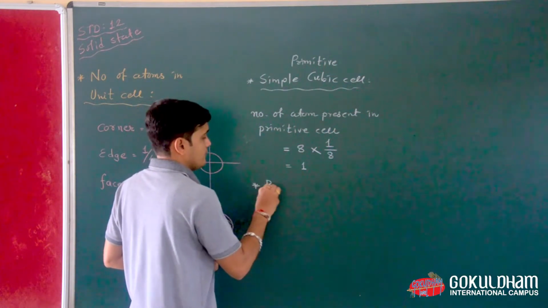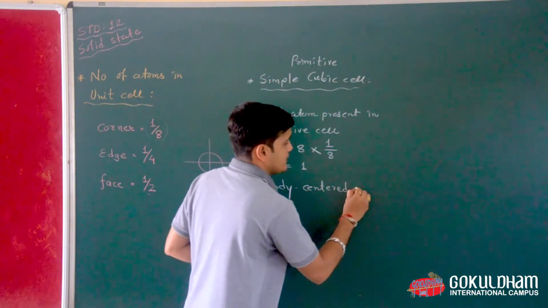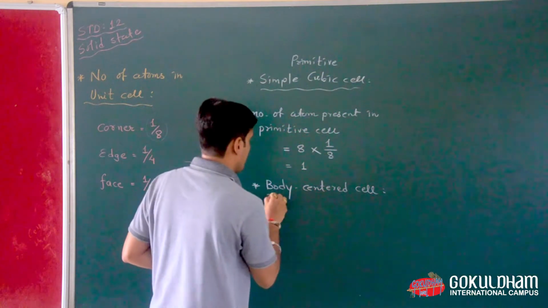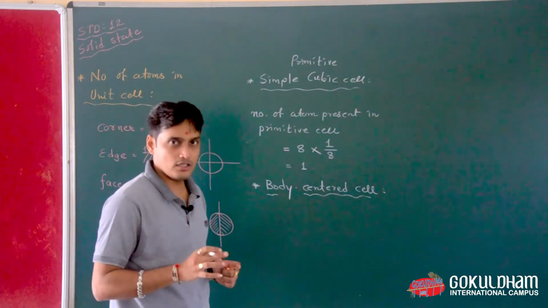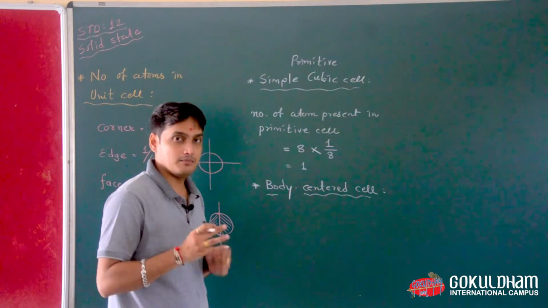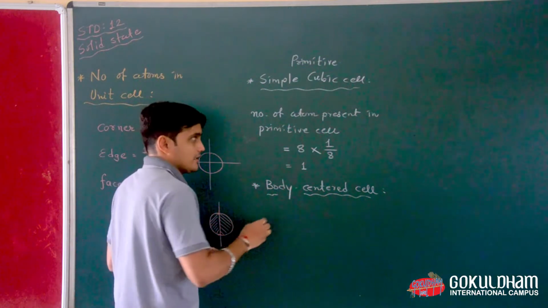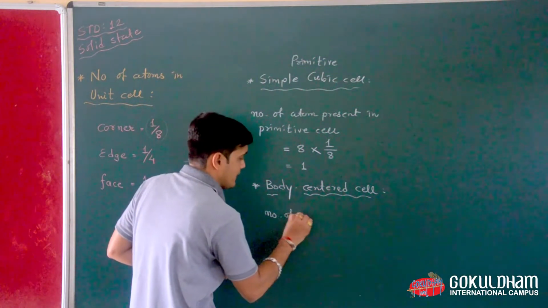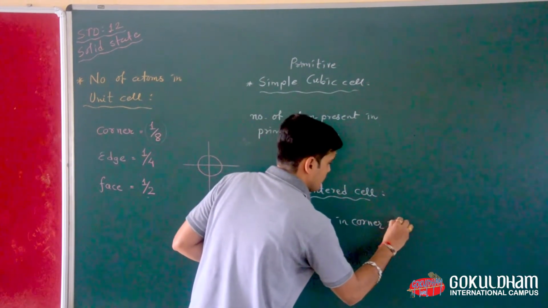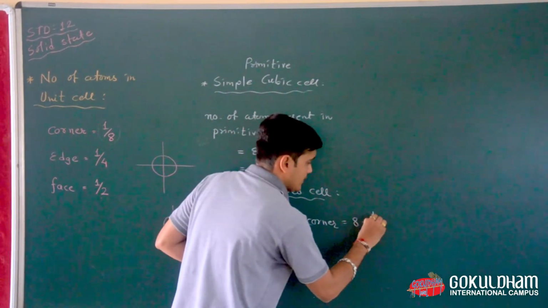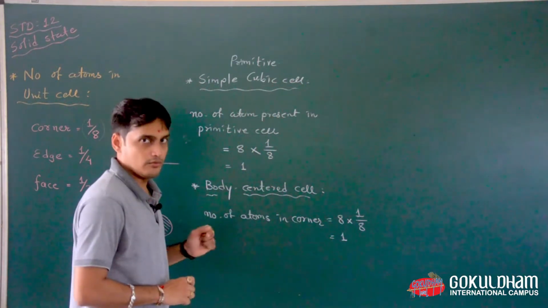For the second, body-centered cell. The definition of a body-centered cell is that atoms are present on every corner as well as one molecule or ion present in the middle of the whole cube. So according to the definition, the number of atoms in corners: 8 corners are there. We have to multiply by 1 by 8. So the number of atoms in corners is 1.